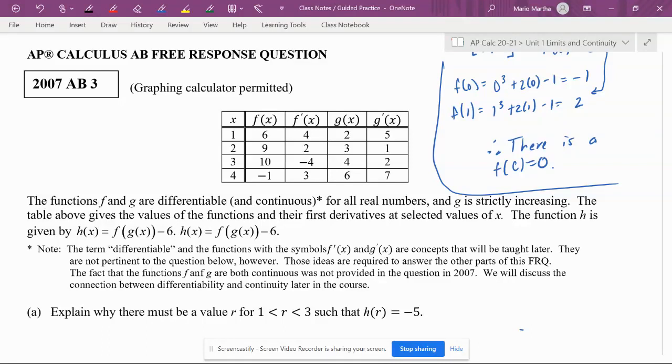Right, welcome back. This is topic 1.16, part two. So this was a question in the AB free response of 2007. This was question three. All right.